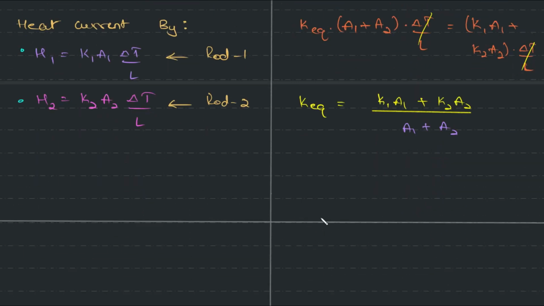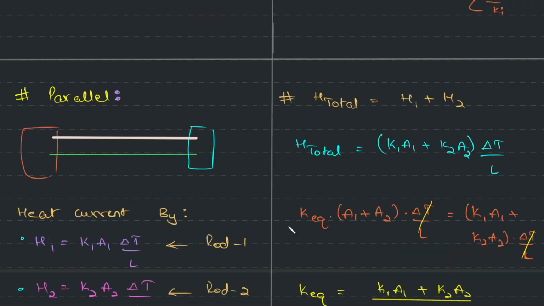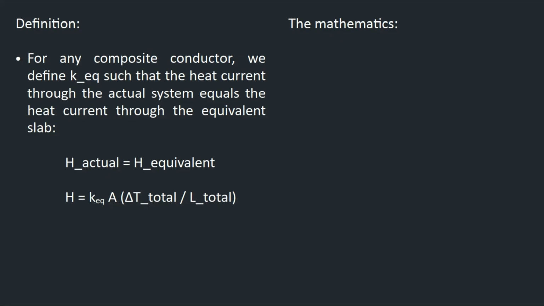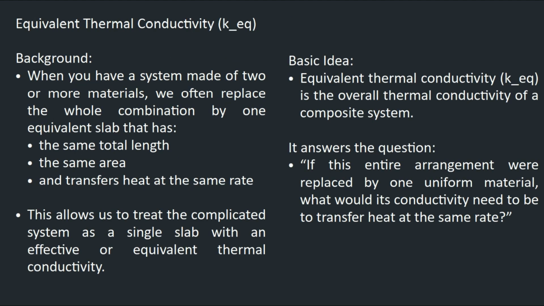So now in general, we have K equivalent is equal to the sum of Ki Ai divided by the sum of Ai. And that's that. Right, I think, okay, that's the math, that's it. So that's how you get the equivalent thermal conductivity.